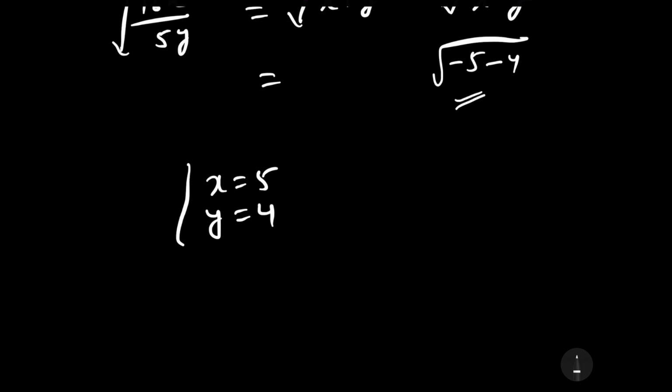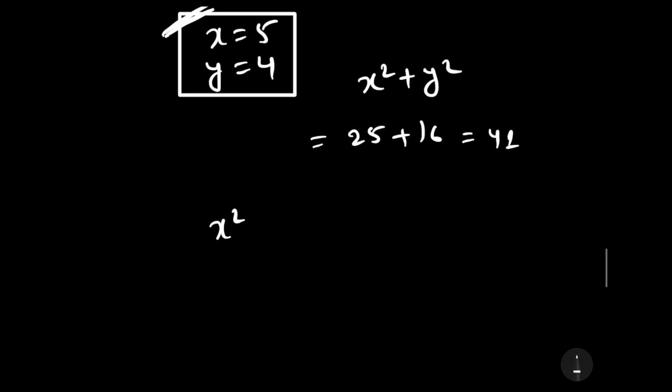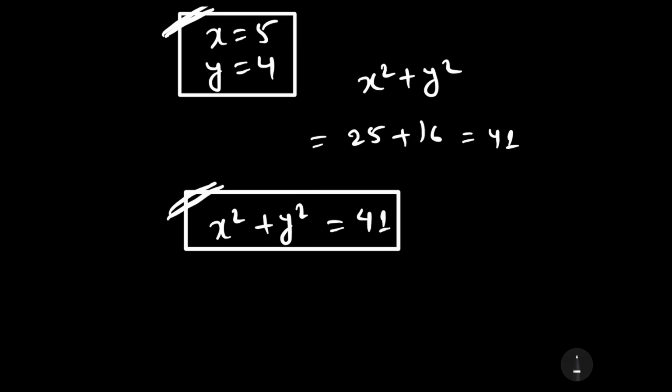Therefore, with the help of this solution, we can find the value of x square plus y square. Now putting the value of x square, this will be equal to 25 plus 16, and this is equal to 41. Hence our required solution is x square plus y square is equal to 41. This is the answer for this question.